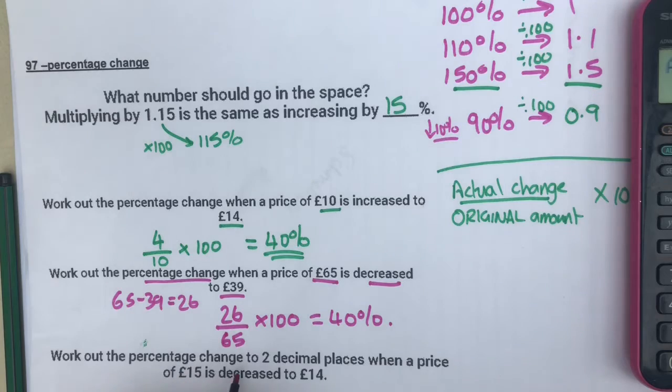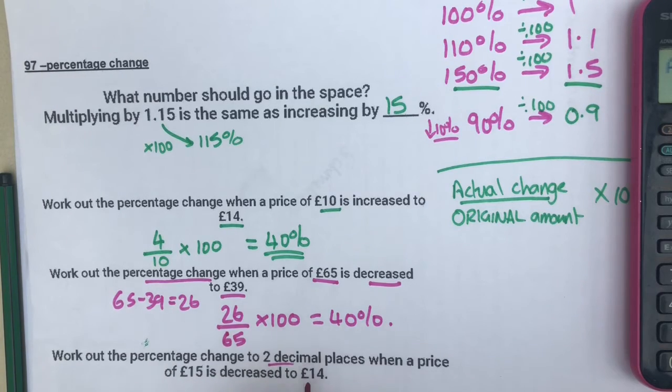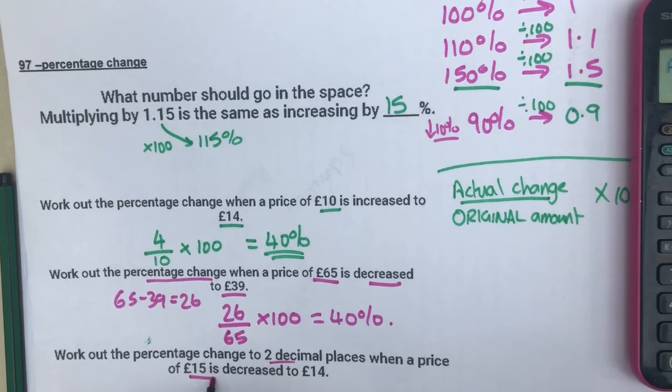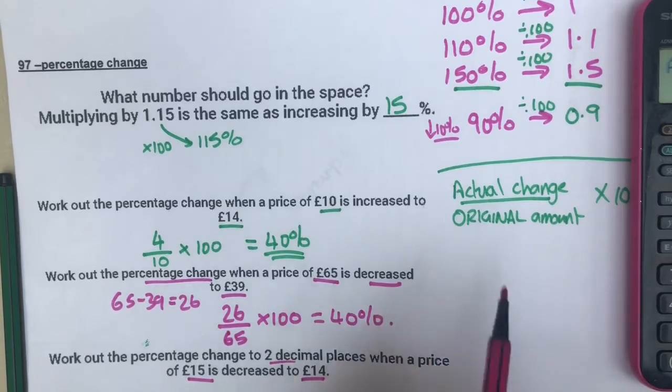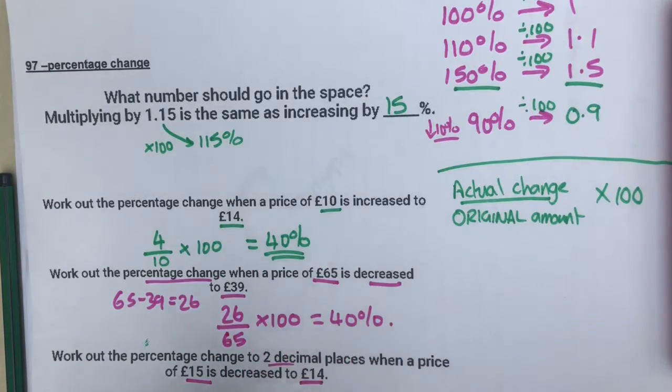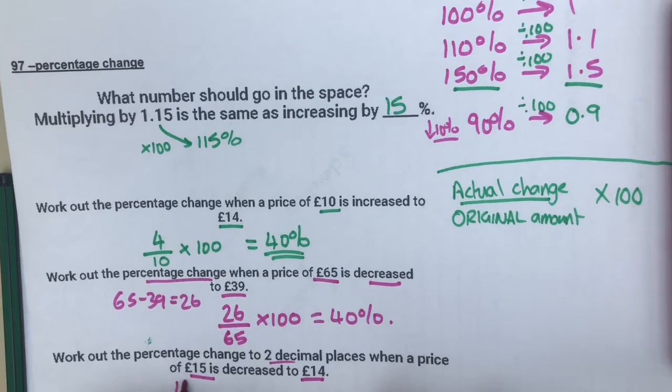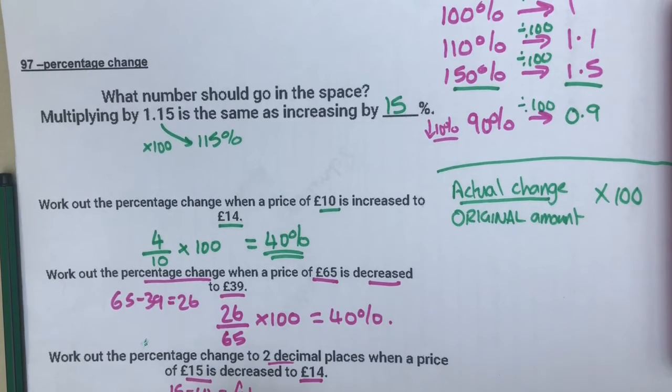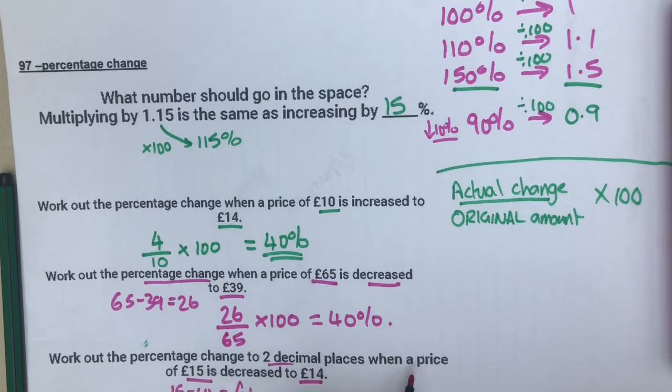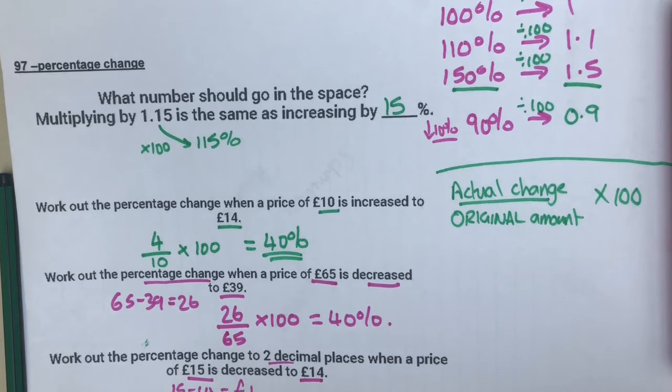Next one, work out the percentage change to 2 decimal places, so it's going to be a decimal at the end, when a price of 15 is decreased to 14. So go back to the formula again, actual change. Well, the actual change is £1. The original amount went from 15 to 14, so the original amount was 15.